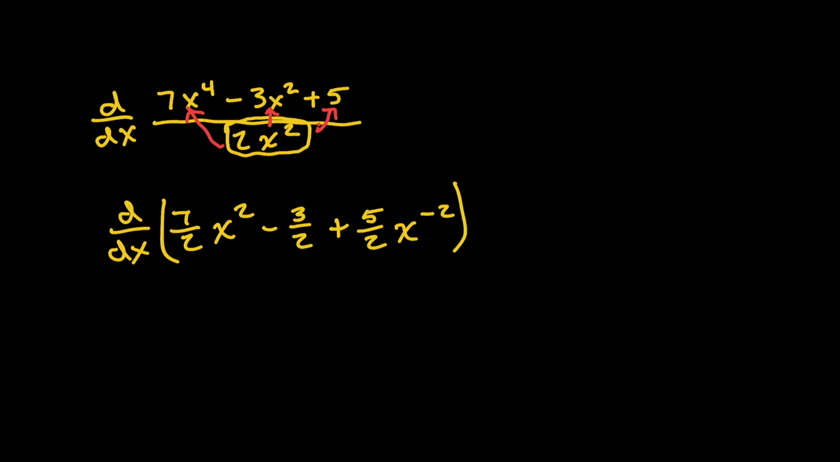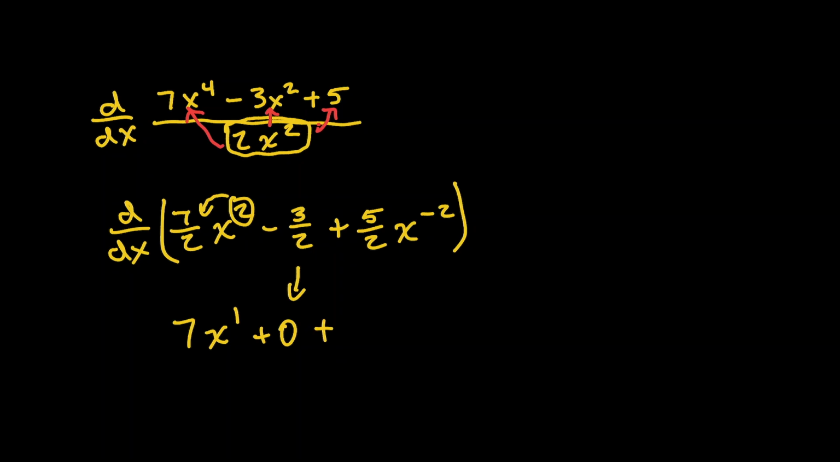Okay, so now these power rules. The 2 comes down as a multiplier. We're going to get 7 halves times 2. When we do 7 halves times 2, the 2's cancel and we're just going to get 7, and then x to the 2 minus 1, or x to the first. Okay. The derivative of negative 3 halves, that's just the derivative of a constant, and the derivative of a constant is 0. I'm going to write it here just for space, so you know where that 3 halves went. It goes to 0.